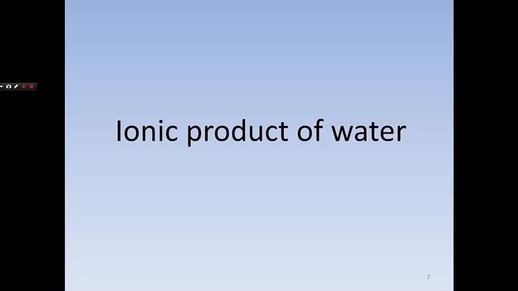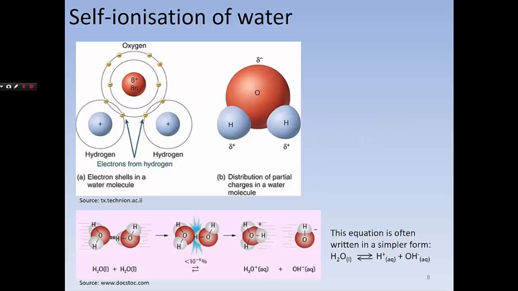So, first new topic of this lecture, ionic product of water. Water, as we have learned, is a covalent substance, but even in the most pure sample of water, there is always a small fraction, a small concentration of hydrogen ion and hydroxide ion. These ions are a result of self-ionization, as shown in the title.